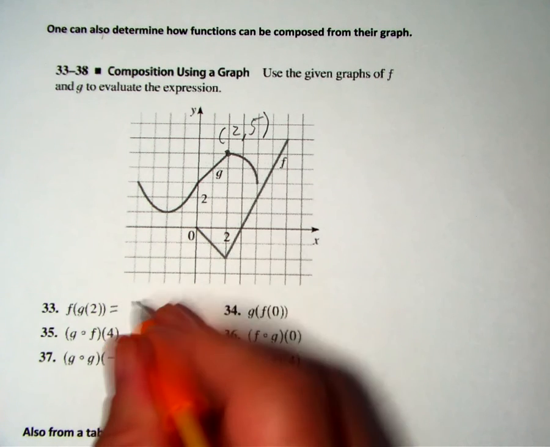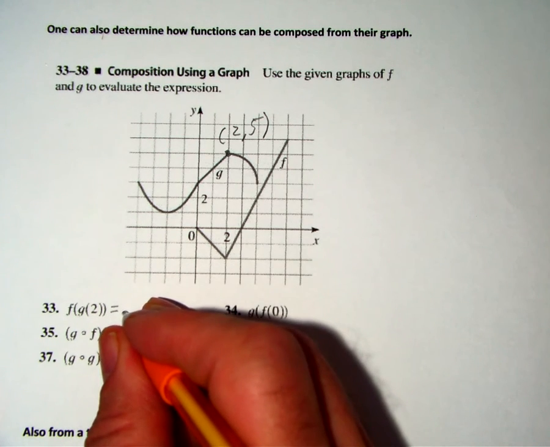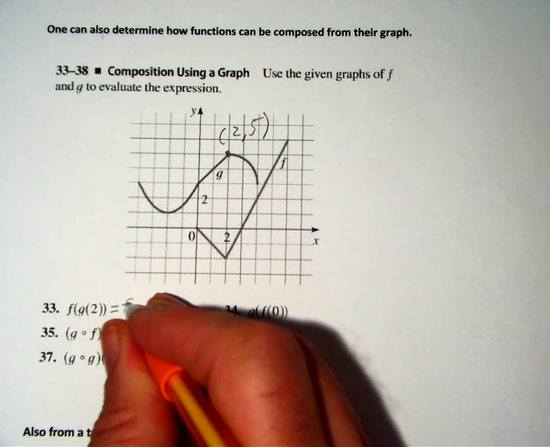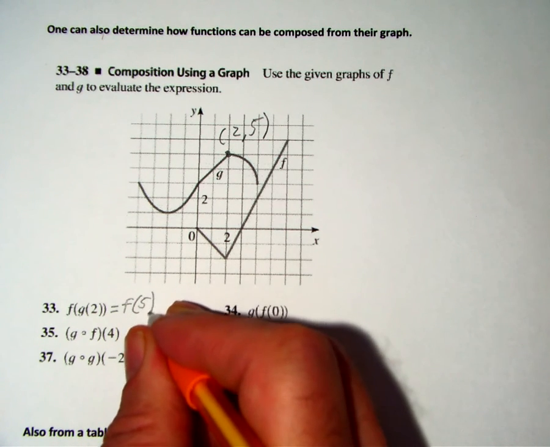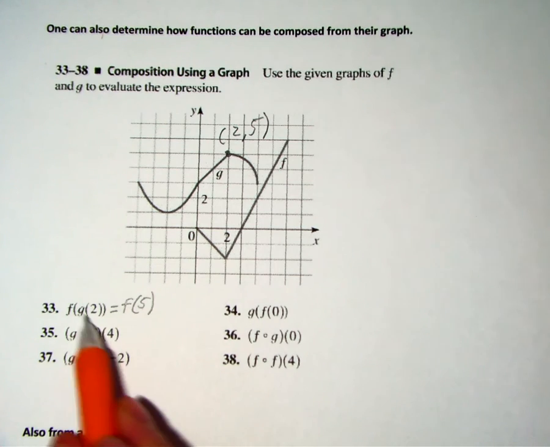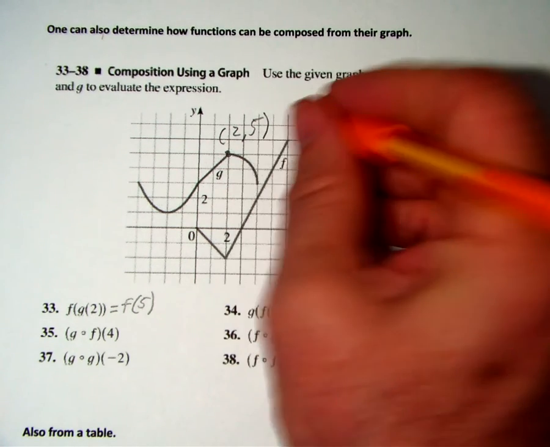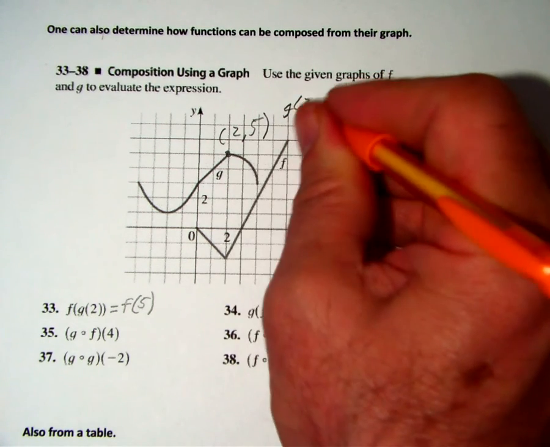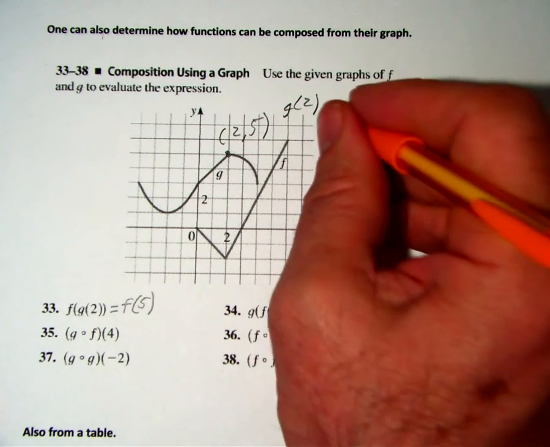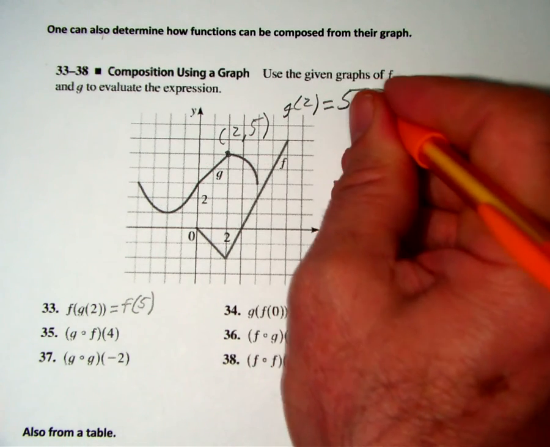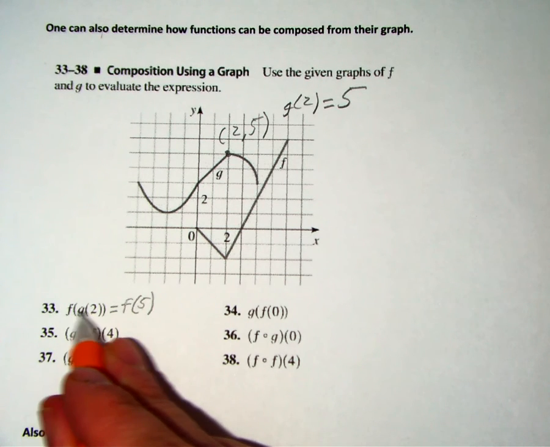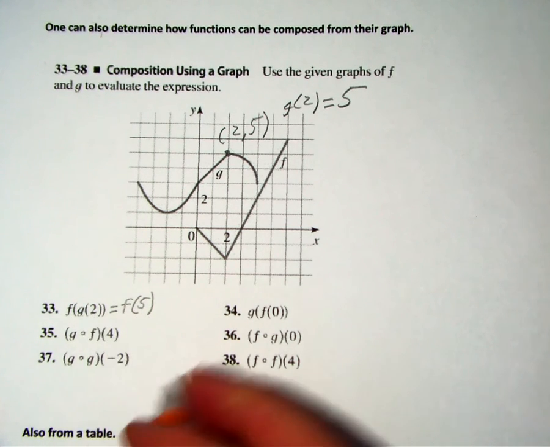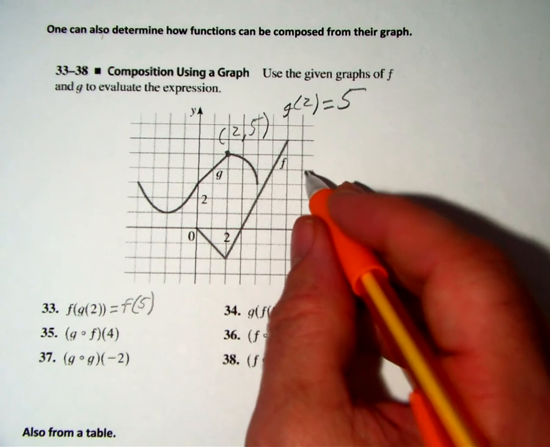So f at g of 2 is f at 5, and for the life of me, I can't get people to write this down, and they just won't. You may get it right without writing it down, but why take that risk, folks? G at 2 from the graph is 5, right? G evaluated at 2 from the graph is equal to 5. So that means that we're no longer doing f at g of 2, we're doing f at 5. So now you got to look along at 5.